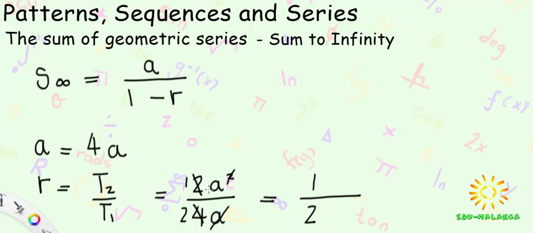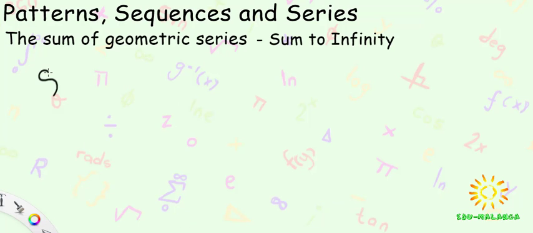And on this side we're going to be left with 1a. So then we get 1 over 2a, which can be written as a over 2. And that is our r. Now that we have a and r, let's substitute into the equation and solve for the sum to infinity.